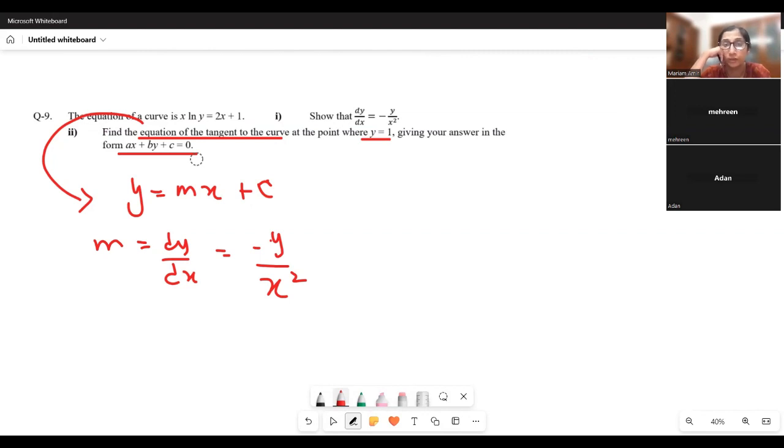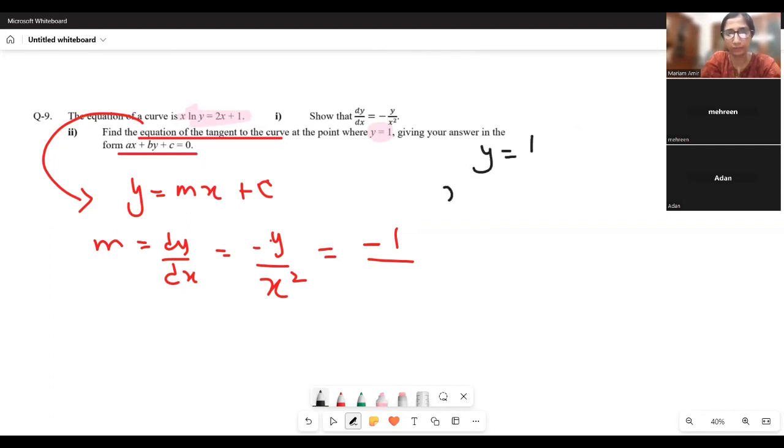y is already given in the question, 1. So in place of y, you write 1. But what do we write in place of x? How do we get the x? By substituting this in the original equation and getting x. So when y is equal to 1, what's x?